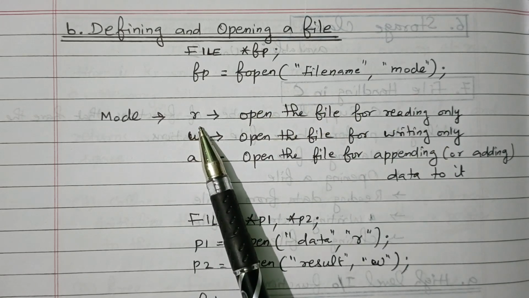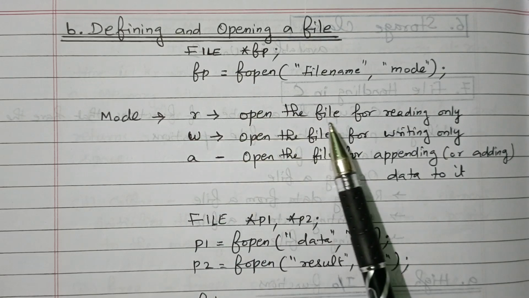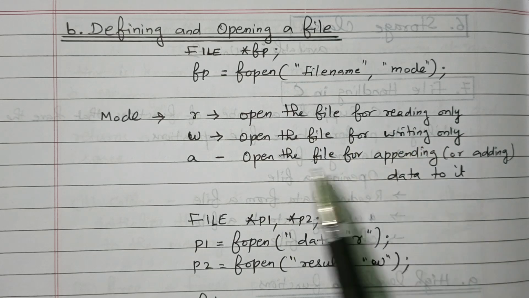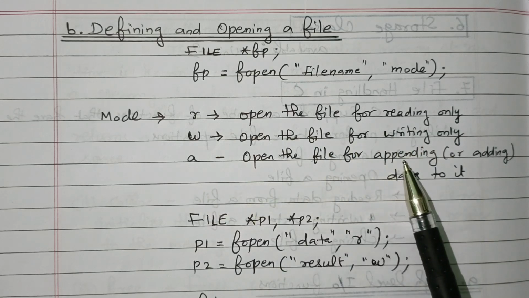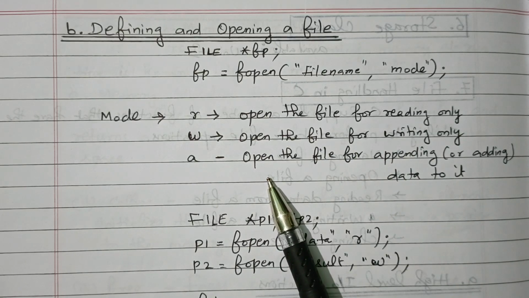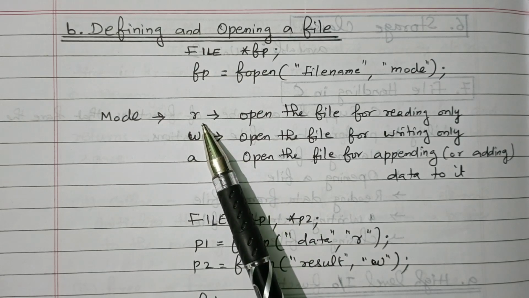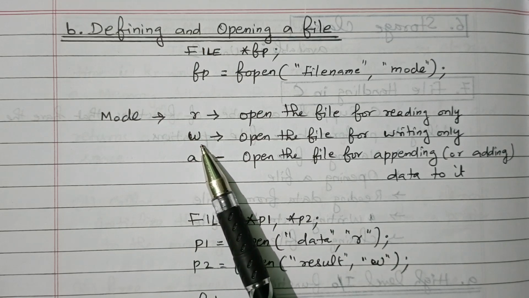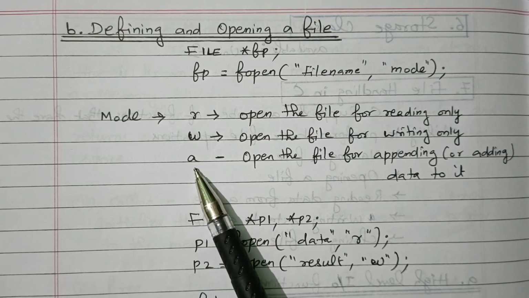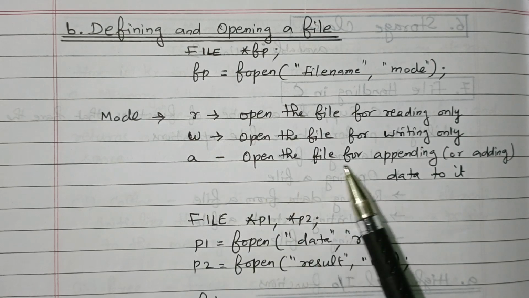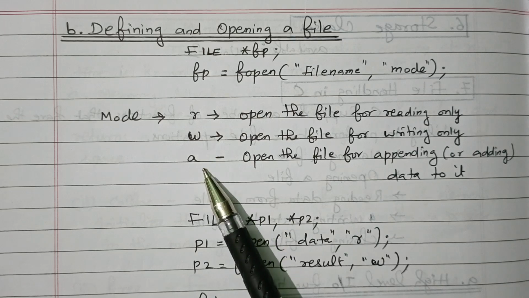The mode is nothing but, if you give r, it means open the file for reading only. w means open the file for writing only. a means open the file for appending or adding data, right? Appending means the already available data will be kept and new data added. If it is only read, it will read the data. If you open with write, the already available data will be overwritten. It will not keep the earlier data if you open with w. If you open with a, then the available data will be kept as it is, and new data will be added together. So that is the difference between w and a.